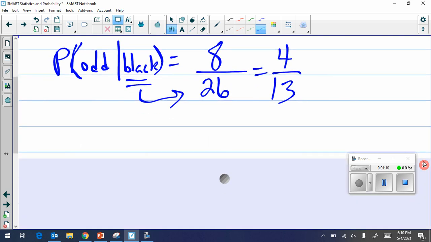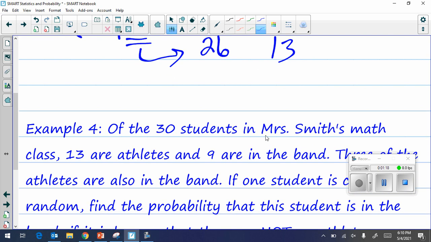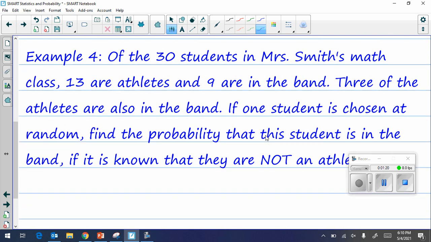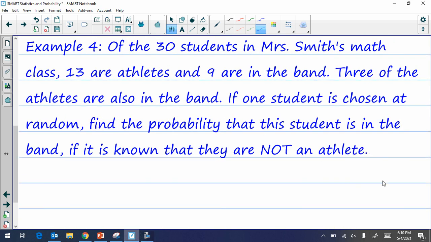Let's look at one where we are going to need to use a Venn diagram. And this is one of those things where it's simple and it makes sense, but you have to make sure that you pay attention to the details. So you don't have to write all the words, write the important points in your notebook.